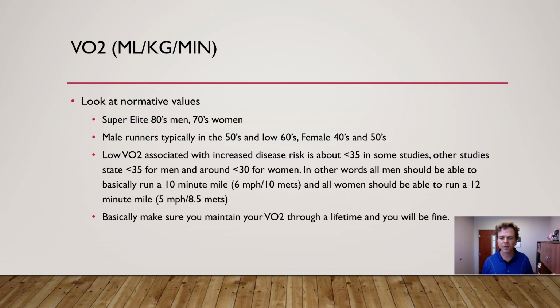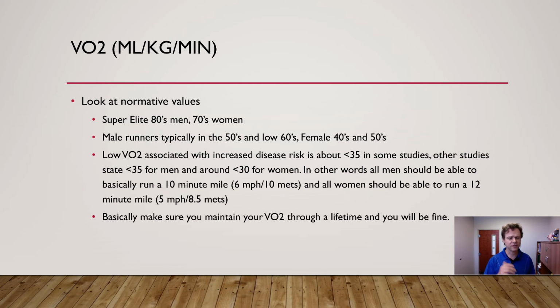I realize a lot of men can't, but they should be able to. And women should basically be able to run a 12-minute mile. So you're running at 5 miles per hour, 8.5 METs. That should be something, if you train and work at it and your weight is reasonable, that's fairly easy to achieve and can really be a goal for men and women, especially middle-aged men and women, to try to achieve. And if you're an average individual that's been sedentary, maybe you put on a little bit of weight, to achieve these numbers is doable.